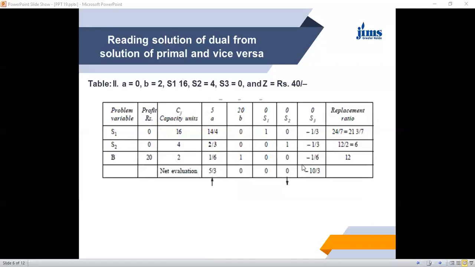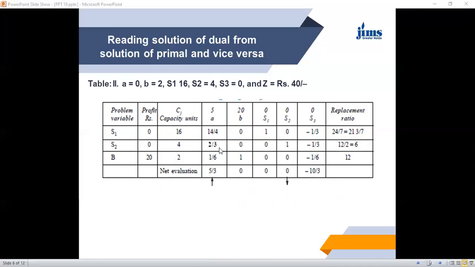And then we have calculated the other cell entries also. You know all these procedures which we have read in the previous classes. And then we recalculate the net evaluation value. Here again one entry is positive, 5 by 3 is positive. So it means there is further scope for improvement. So we go to the next iteration.